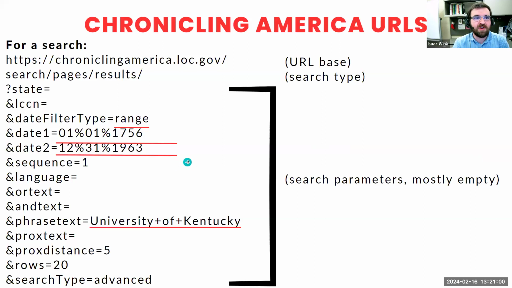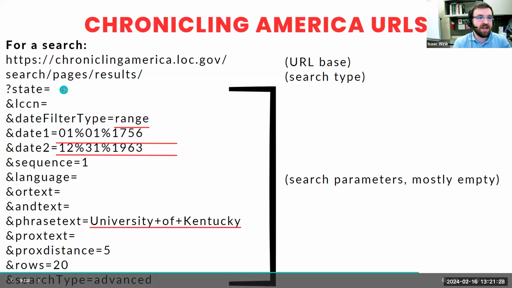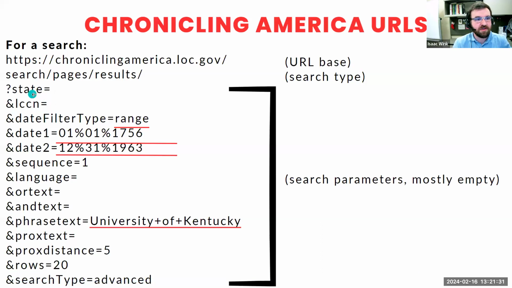Now, that was what the URL looks like for an individual page. The URL for a search is going to be a lot longer, but here I've broken it down again as a way of trying to make it a little bit more understandable. So we have, again, that base URL at the top. We've got this search pages results that just narrows down the search to looking specifically at news pages as opposed to entire papers. And then we have all of these different parameters here. Which state is it published in? Are we looking at an individual newspaper? And if so, what's its LCCN number? Are we searching for a particular date?